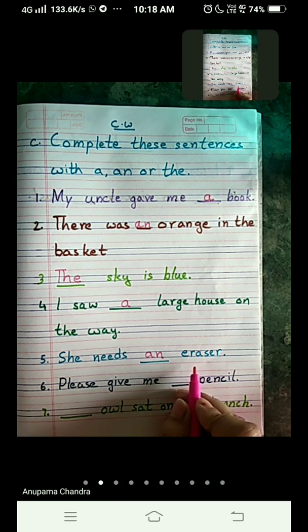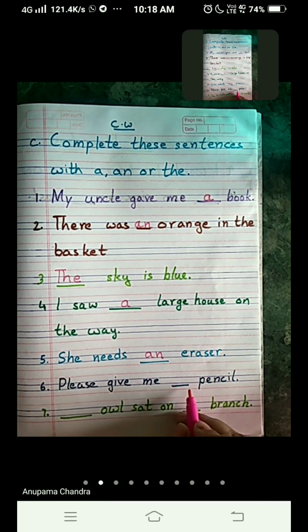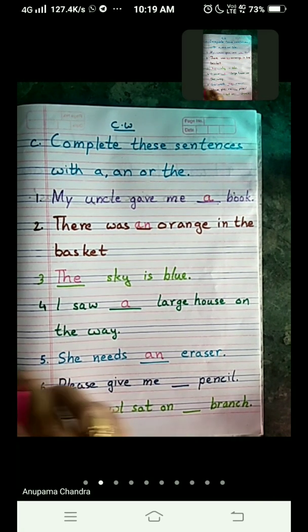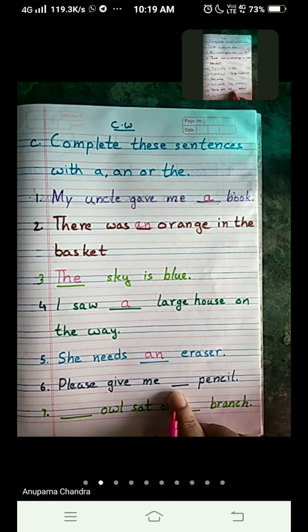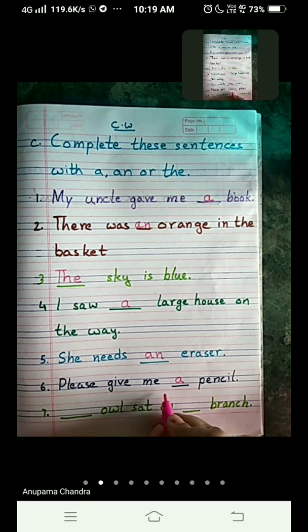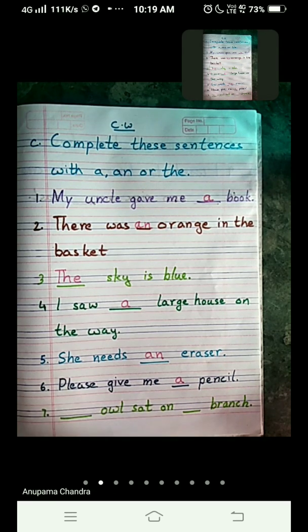Come to the sixth one. Please give me dash pencil. P. A, E, I, O, U. It is not a vowel. So what are we going to write here? As P is a consonant, so we are going to write here a. Please give me a pencil. Please. And the seventh one.